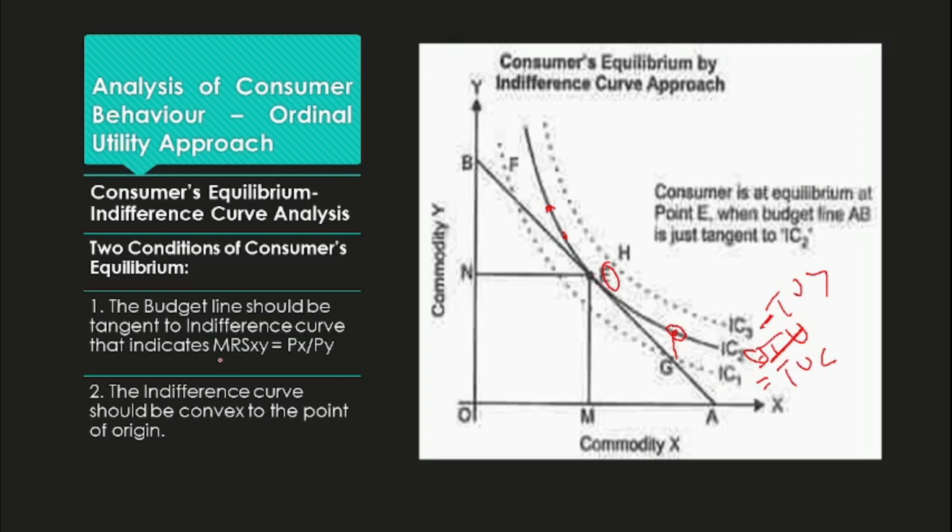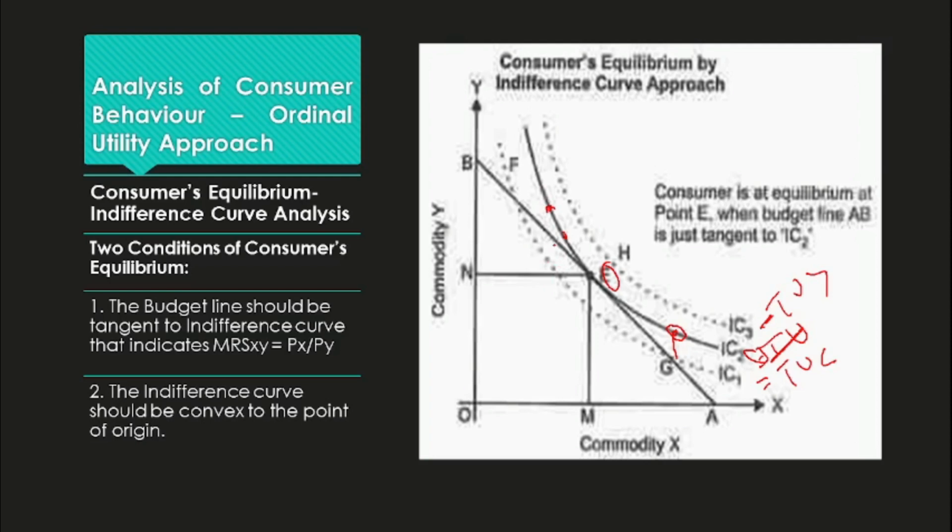Another point I would like to make is that when the budget line is tangent to the indifference curve, it shows that the marginal rate of substitution between these two commodities is equal to the ratio of the prices or the utility that you derive from each. We have already discussed in indifference curve why the various combinations give equal total utility: the rate of substitution is what a consumer is willing to give up of one commodity for the other, because he is satisfied with that commodity and wants to switch to the other. That is the phenomenon behind it, which we have already discussed in marginal rate of substitution.